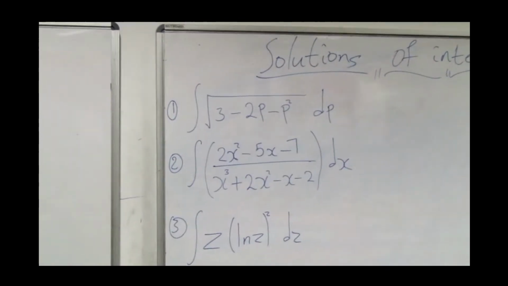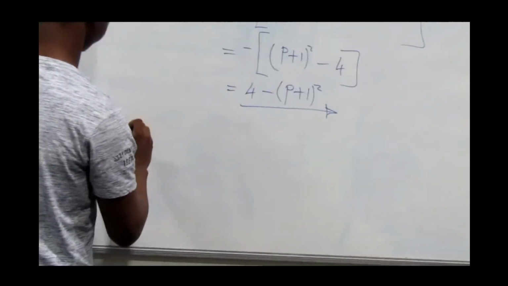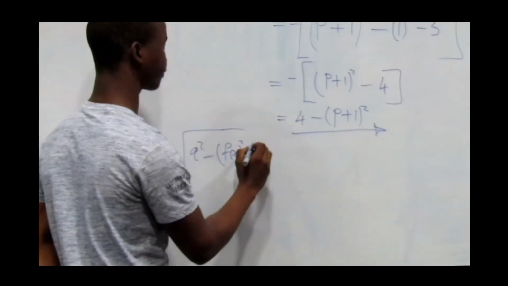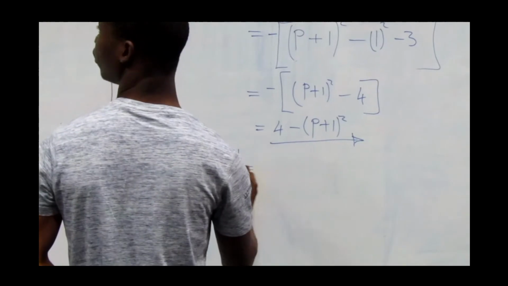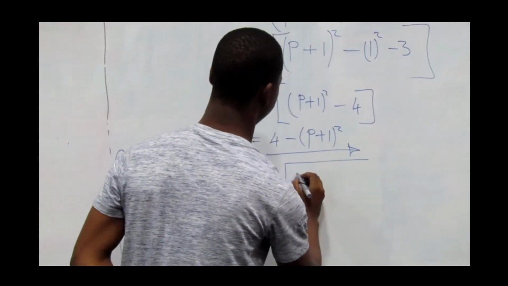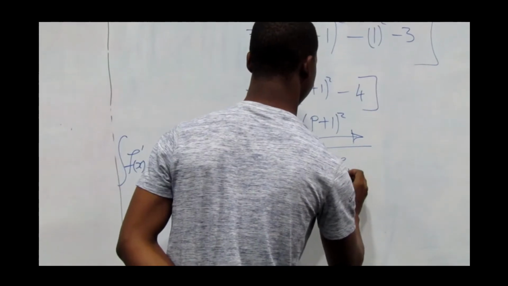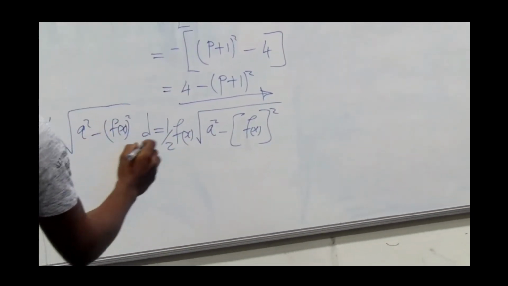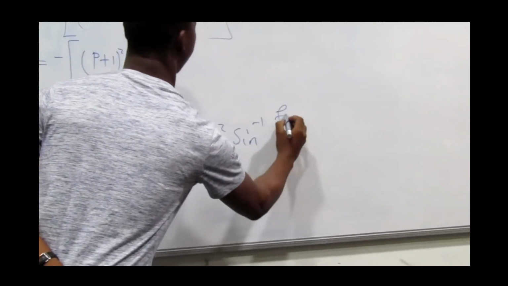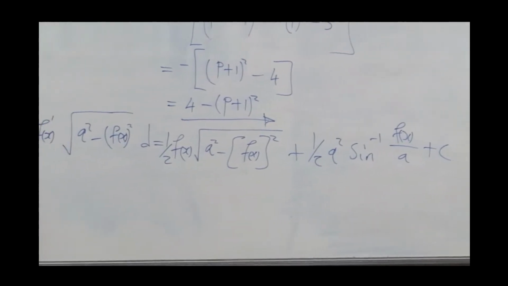The first one says the integral of f prime x, a square minus f of x the whole square dx is equal to f of x multiplied by the whole square root of a square minus f of x squared, plus half a square sine inverse f of x divided by a, plus c. This is a general formula for integration.